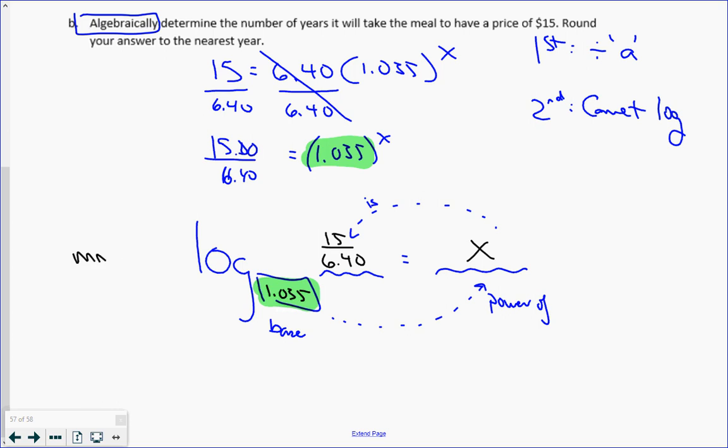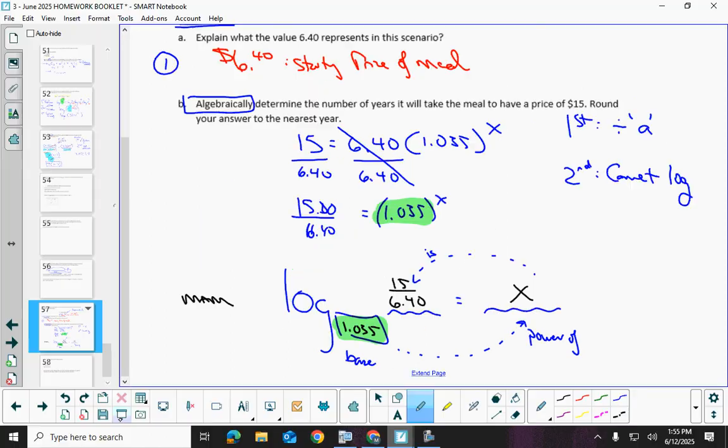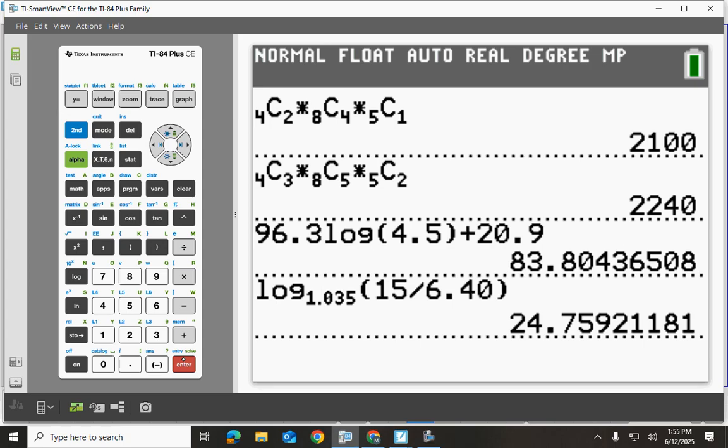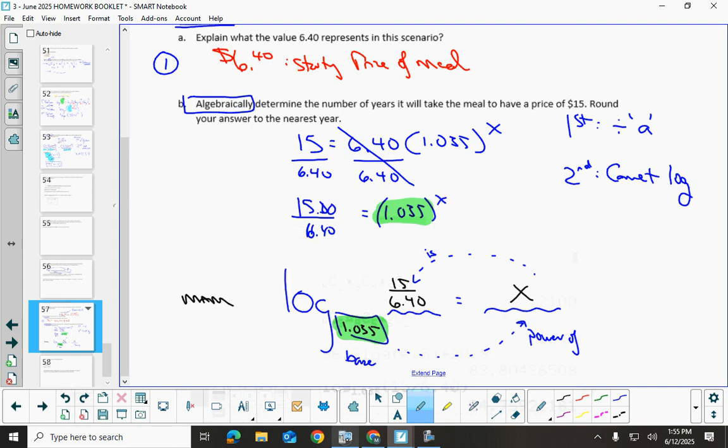Now, you just have to punch your way through that. So log base 1.035 of 15 over 6.4. So it says to the nearest year, so that would round to 25 years.